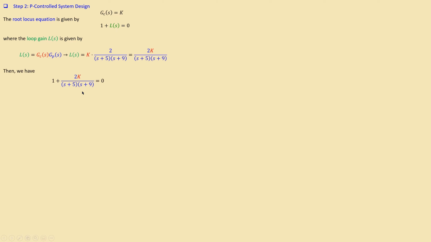Now if I isolate the K from here, the first step is to place the 1 on the right-hand side of the equation, which will be -1, and then isolate the K, and I will have this expression. Now the next step is to evaluate your value of K, which is the proportional controller gain in this case, at a design point which is already determined, -7 plus j8.7.